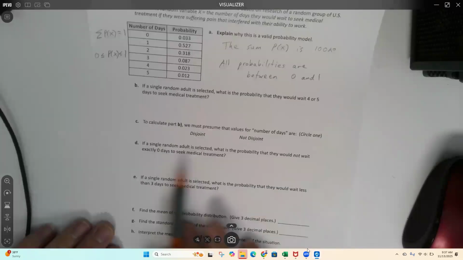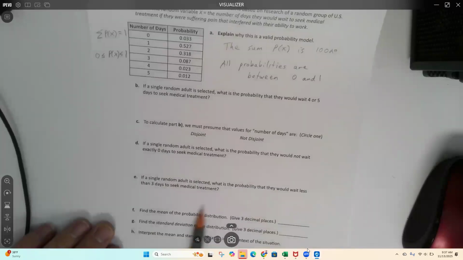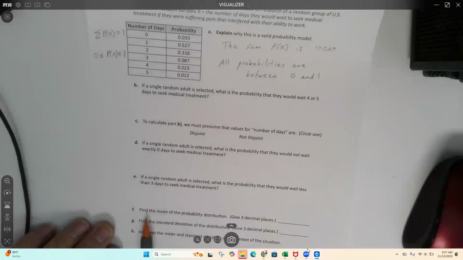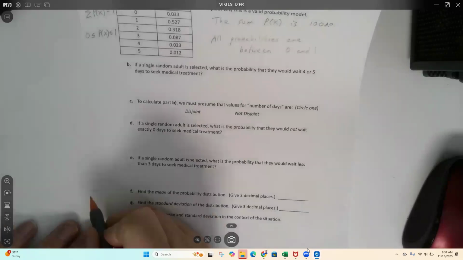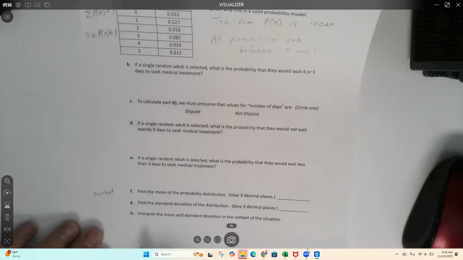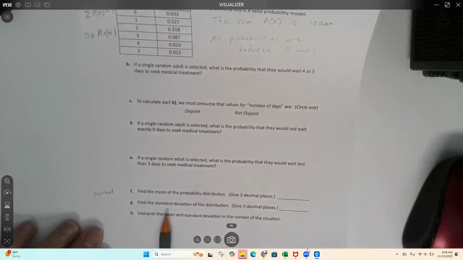Let's see. Part F, find the mean of the probability distribution, and the standard deviation. We had three methods for how to calculate mean and standard deviation.